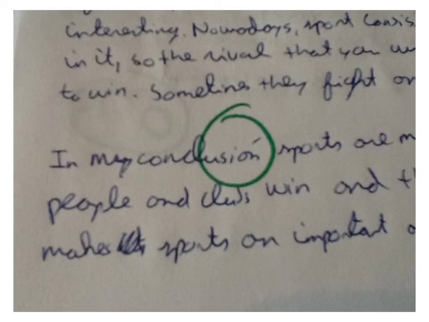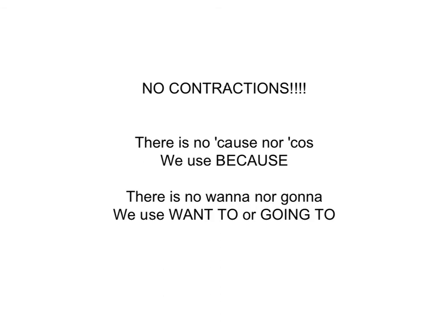Another mistake that you guys make is this one. Conclusion. Conclusion in English has no accent. So please, television and conclusion, no accents. Thank you very much. Another common mistake is to use contractions. Listen, your POW writing, your POW composition is pretty formal. You are not writing to a friend. Therefore, you cannot say "cause". You have to say the full word, because. And definitely, there are no wannas and there are no gonnas. It's want to or going to. So please remember, no contractions and no use of informal vocabulary in your POW test.